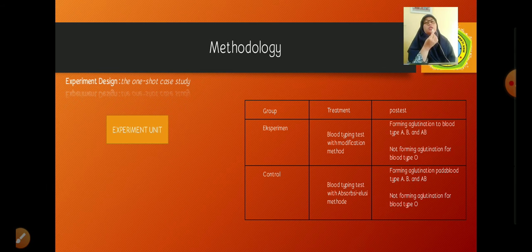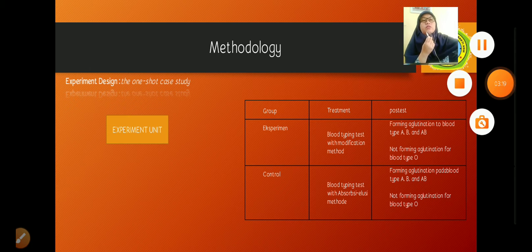The methodology of this research is experimental. The experiment design is a one-shot case study, where the treatment is blood typing tests with the modified method, and the control is blood typing tests with the absorption elution method, which is the standard method. The positive result is forming agglutination for blood types A, B, and AB, and not forming agglutination for blood type O.